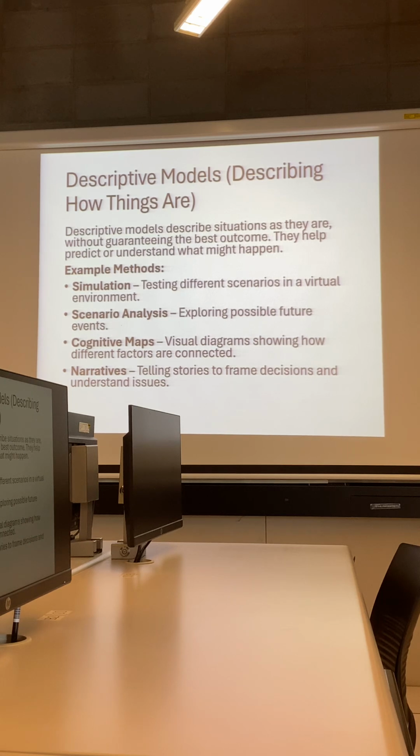Okay. We're going back to continue the descriptive model. Descriptive, from the word describe, is describing situations as they are without guaranteeing or any warranty of the best outcome. So it's kind of frightening. There is no guarantee it is the best outcome. They cannot predict or understand what might happen.